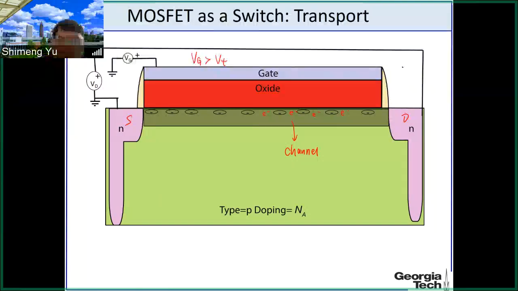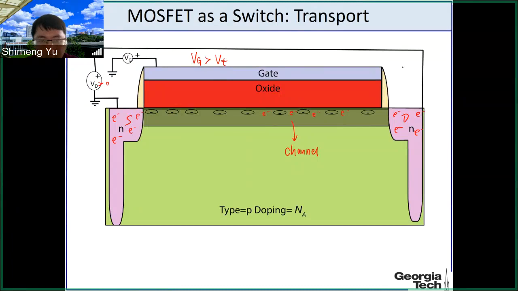Why is that? Because source and drain are N-type. So source and drain already have a lot of electrons. Now you create a layer of electrons, like a channel, to bridge the source and the drain. Now if you apply the drain voltage larger than 0, then these electrons can flow. So you conduct the current.